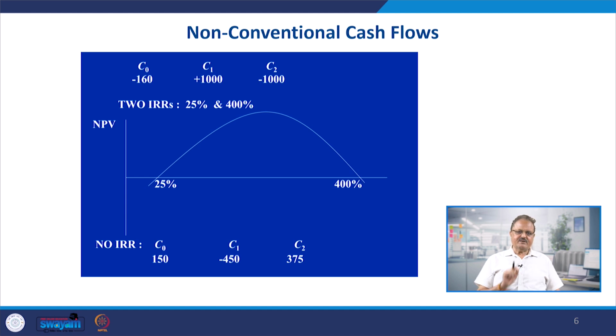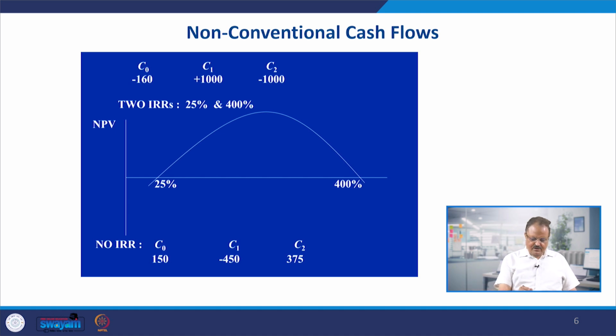But in this case, what is happening? It is not a conventional cash flow. It is a non-conventional cash flow, where in the 0 period there is an outflow, in the first year there is an inflow, and then in the second year there is again an outflow. To understand the situation, we have to use this kind of series.